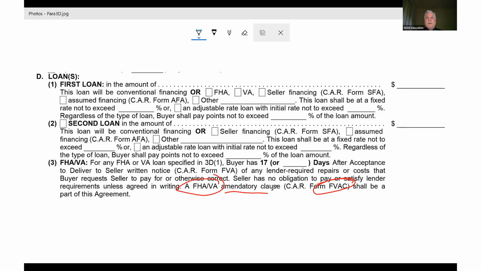And so please make sure you're doing your job. If you're doing an FHA or a VA, and I know we all want to do the $5 million deals, but guess what? You could be doing a $5 million VA transaction, all right? But the FVAC form needs to go over with the offer. The FVA form needs to come over within the contingency period, the inspection contingency and the repair contingency period, in case the lender has any additional repairs or costs that they're going to require. Is everybody good with that? That's a lot of information.